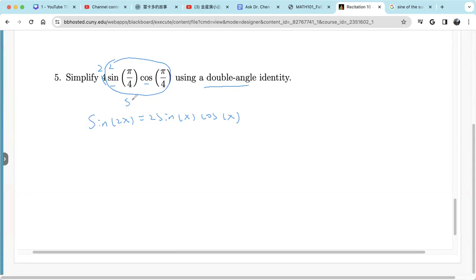That's just a sine of pi over 4 times 2. Pi over 4 times 2 is pi over 2. And we still have these 2. Okay. So equal to 2 sine of pi over 2. Well, what's sine pi over 2? 1. So that just equals 2. Okay, so that's the last one.